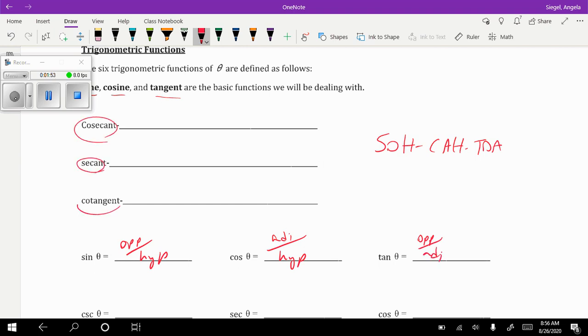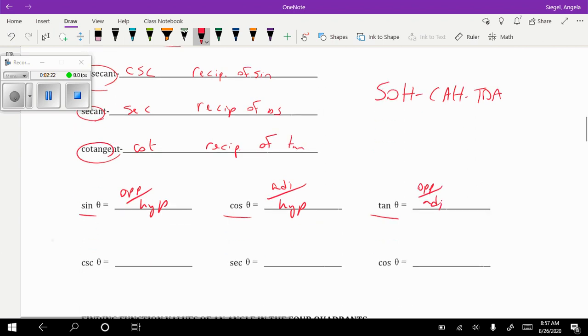What these three are is they're the reciprocals of sine, cosine, and tangent. So cosecant looks like this. It's the reciprocal of sine. Secant, SEC, that's a reciprocal of cosine. And then cotangent, COT, is a reciprocal of tangent. So when we come down here, instead of having opposite over hypotenuse, we're going to have hypotenuse over opposite. Hypotenuse over adjacent, and adjacent over opposite.